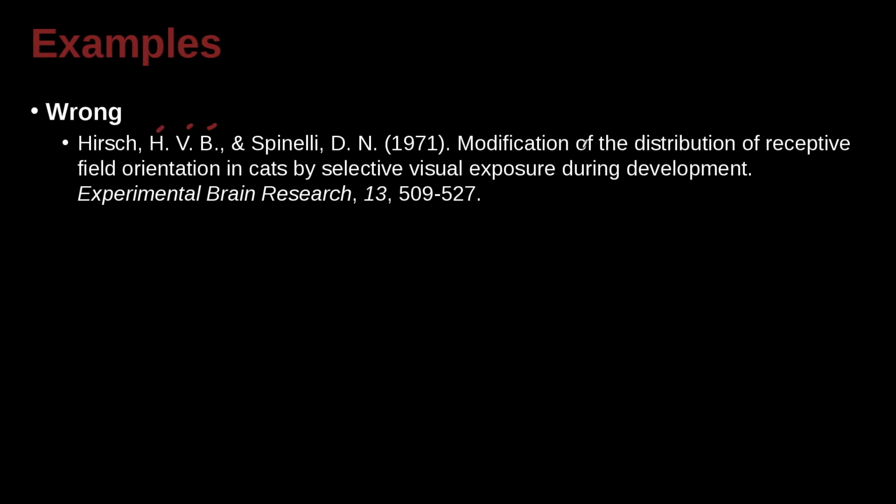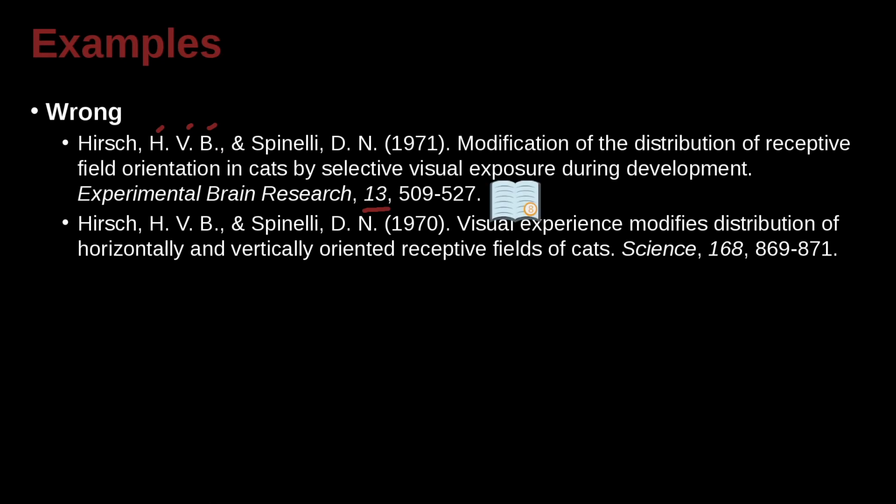Okay, 71, modification and distribution of receptive field orientation in cats by selective visual exposure during development. And then here is the journal name, Experimental Brain Research, and we've got the issue number, and then we've got the pages. Let me make sure, okay, there we go, that's right.